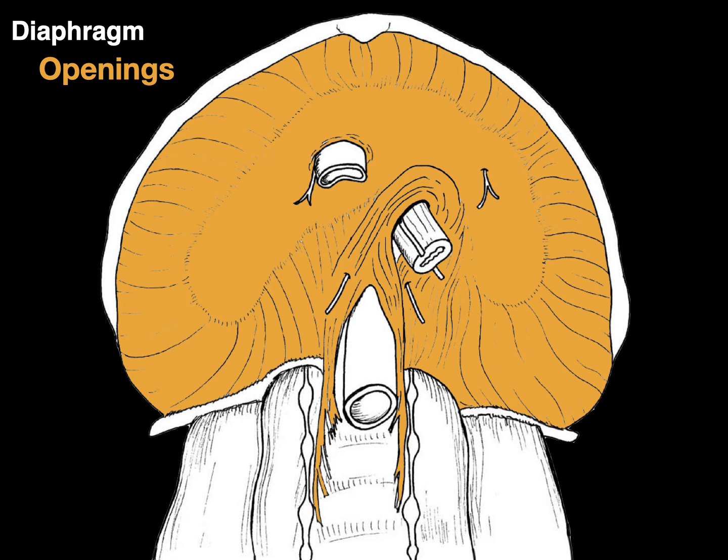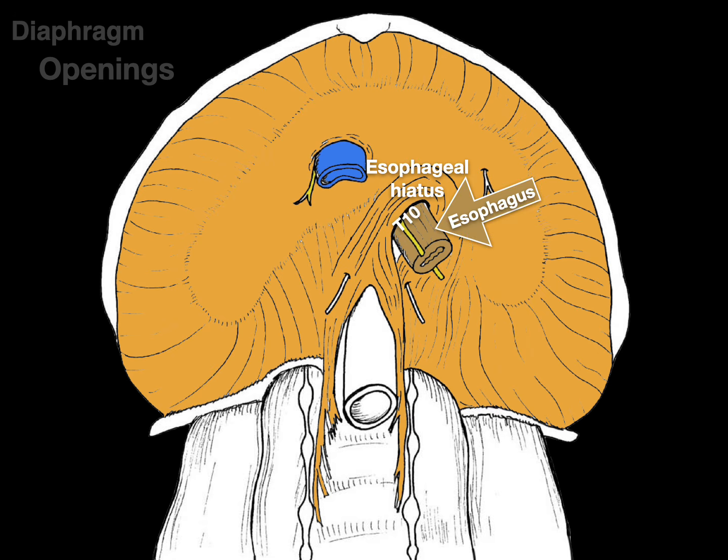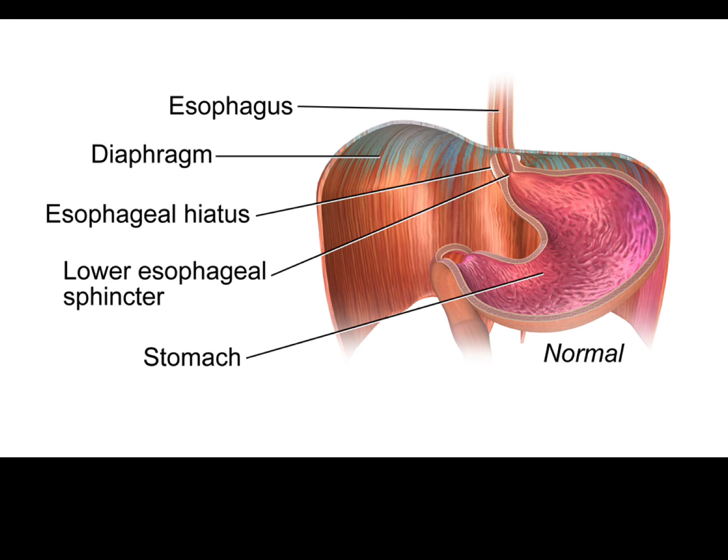The diaphragm has the following openings that enable communication between the thoracic and abdominal cavities. The caval hiatus at the T8 vertebral level is for the inferior vena cava and right phrenic nerve. The esophageal hiatus at the T10 vertebral level is for the esophagus and the anterior and posterior vagal trunks. And there we see the lower esophageal sphincter, which connects the esophagus to the stomach.